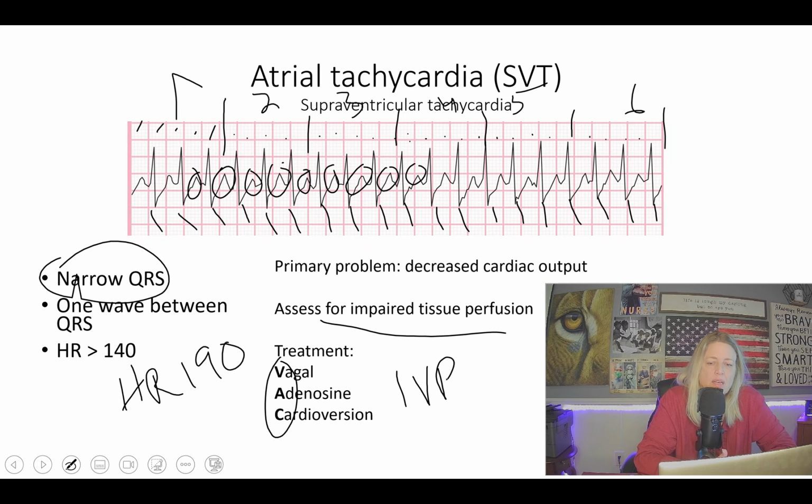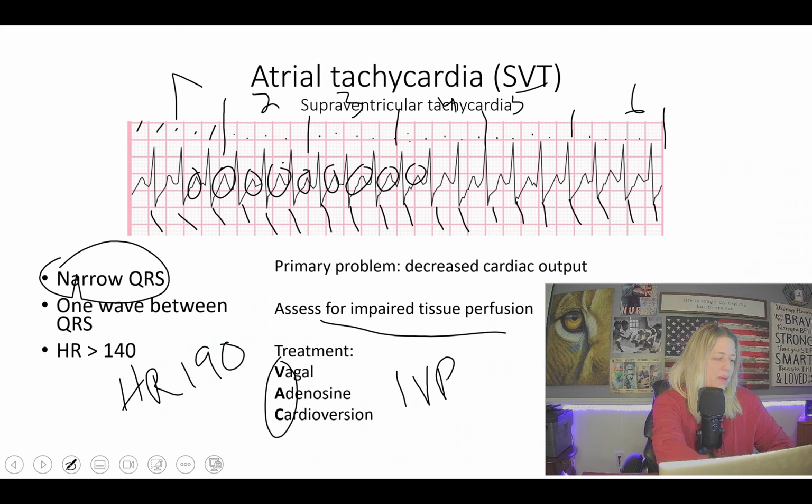Otherwise, if it doesn't work, you can cardiovert them. That's synchronized cardioversion. So you don't do both. You don't say, let's give them adenosine and then schedule cardioversion. No. You do cardioversion if the adenosine doesn't work. Okay? So ATAC is VAC, and the concern is decreased cardiac output with impaired tissue perfusion, and you need to get that heart rate down so that they're not having chest pain and pale and all kinds of problems.